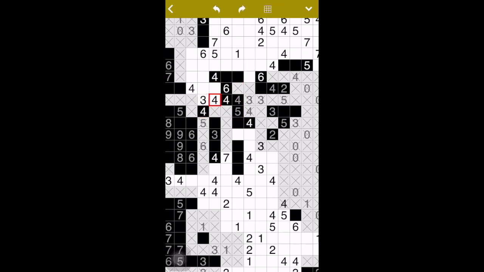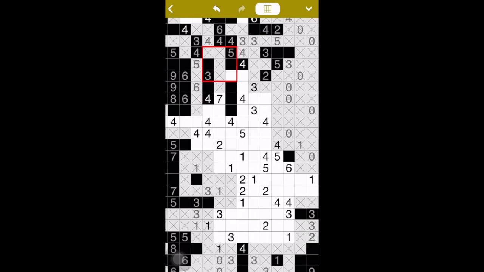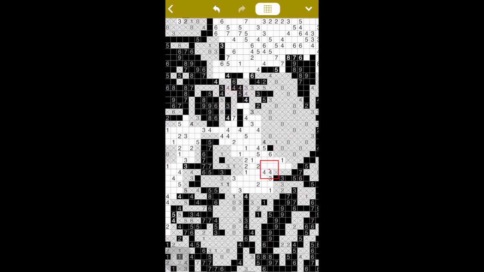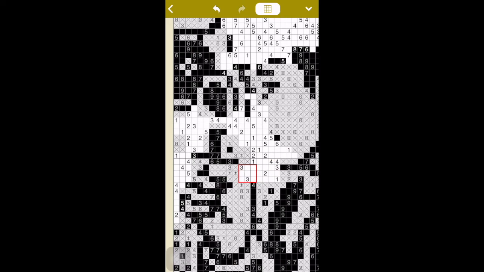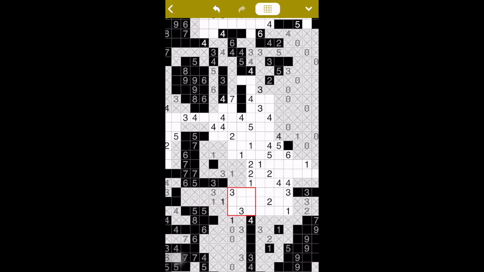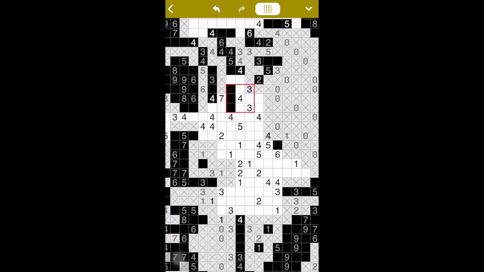4 and 3. Oops, 4 and 3. Right, 4 and 3 going this way now. Okay, so I need to work in this area now that it's enclosed. Okay. I didn't really see anything before, but I'm going to have to.